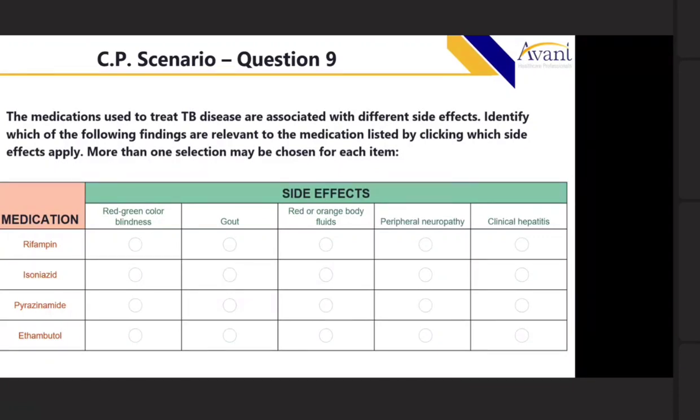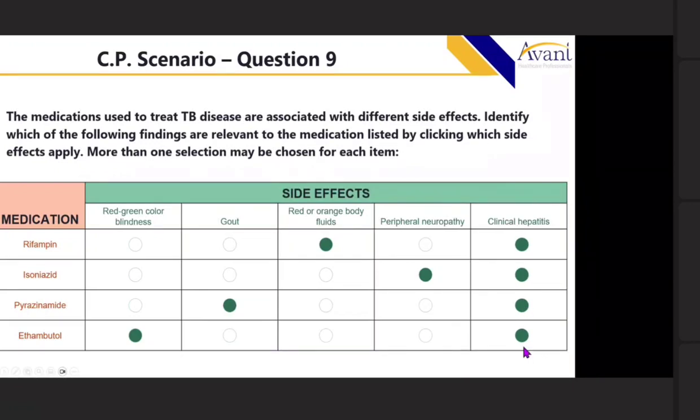All right. Let's see. Red, green color blindness and rifampin? No, it has red or orange body fluids for rifampin. Isoniazid, sorry, it also has clinical hepatitis. Isoniazid has the peripheral neuropathy and clinical hepatitis. Pyrazinamide has gout and clinical hepatitis. And ethambutol has red, green color blindness and clinical hepatitis.